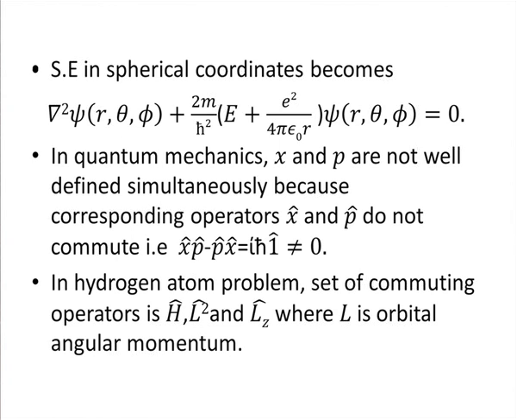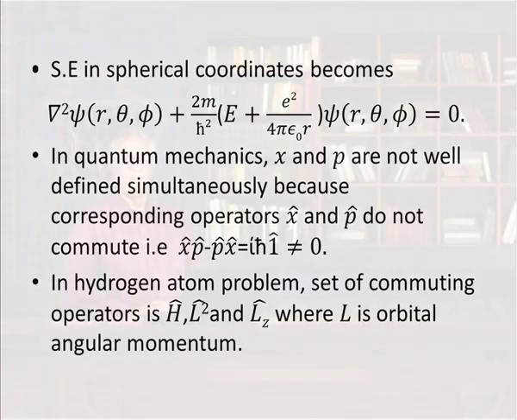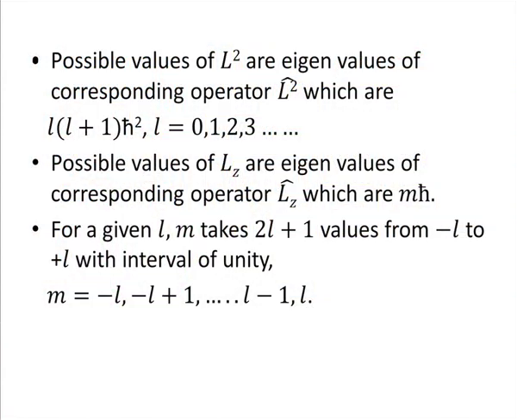Here the set of commuting operators are H, that is Hamiltonian, L square and Lz, where L is orbital angular momentum. L square is the square of angular momentum and Lz is z component of angular momentum. Now, the possible values of L square are eigenvalues of the corresponding operator L square, which are l(l+1)ħ², and l takes the value 0, 1, 2, 3.